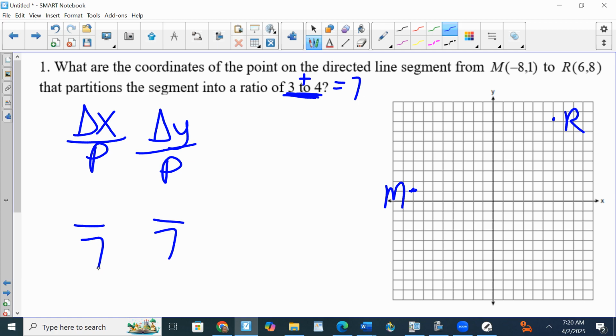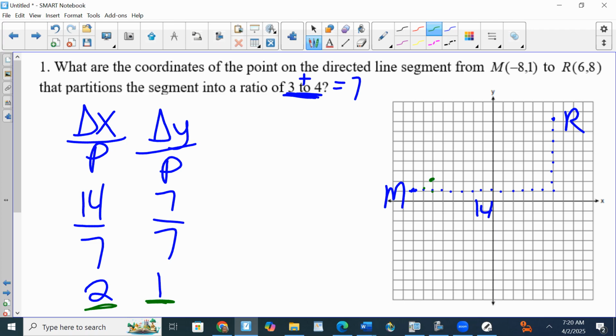And delta X and delta Y, we're counting. Delta X, 1, 2, 3, 4, 5, 6, 7, 8, 9, 10, 11, 12, 13, 14. Delta Y, 1, 2, 3, 4, 5, 6, 7. So delta X is 14, delta Y is 7. 14 over 7 is 2, 7 over 7 is 1. Now I'm going to count 2 in the X direction, 1 in the Y direction.